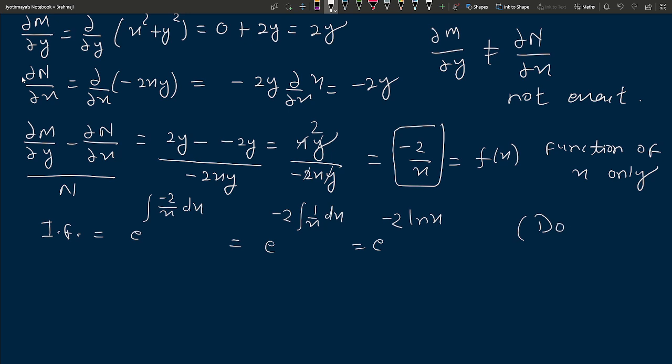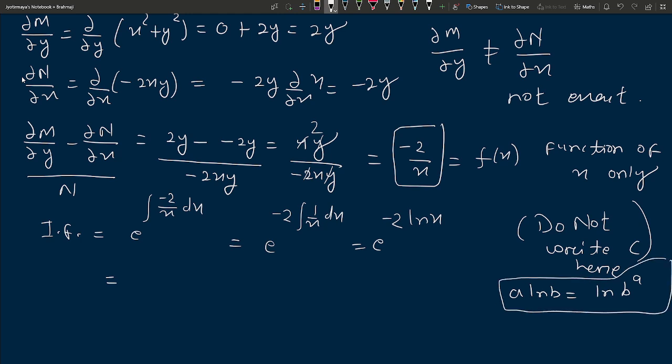Do not write c here. In the integrating factor we don't write c. So again, you know, a into ln b is equal to ln b to the power a. So minus 2 into ln x is equal to ln x to the power minus 2. Now this is x to the power minus 2, that is 1 by x square.